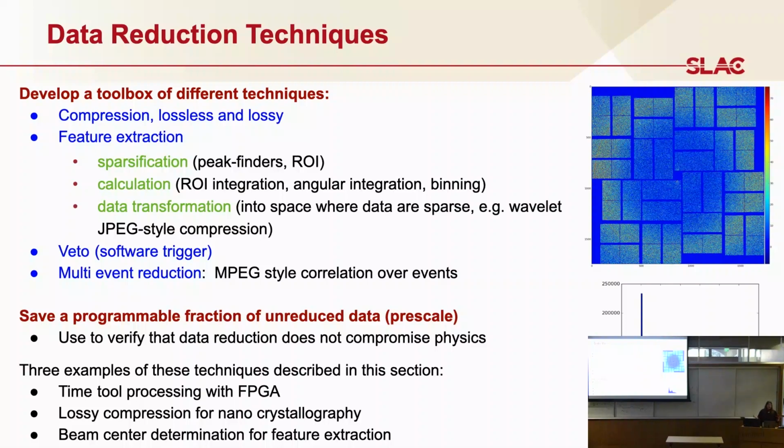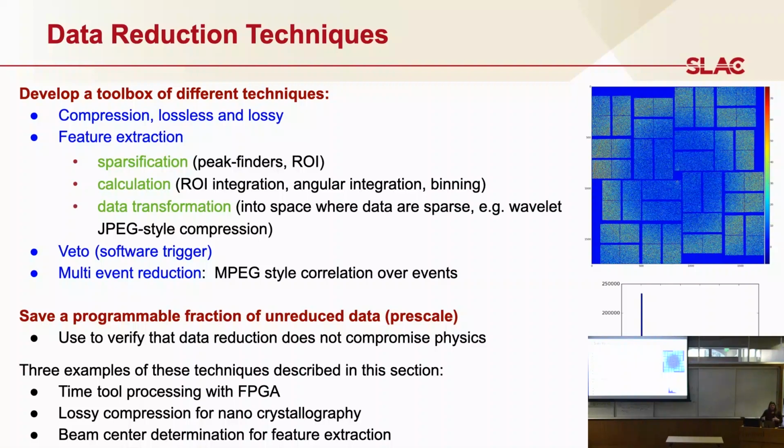We have our veto, which is essentially a software trigger that takes signals from all of the things contributing to a particular pulse, looking at the totality of the event and saying, you know what, there's nothing interesting here, just throw it all out. And we have multi-event reduction, where you can actually correlate things over events and combine them together. One important feature of this data reduction pipeline is that we are saving a programmable fraction of these events in both their reduced and non-reduced form.